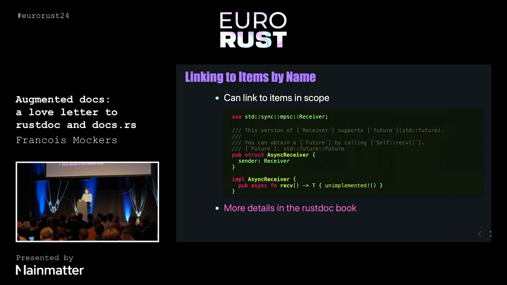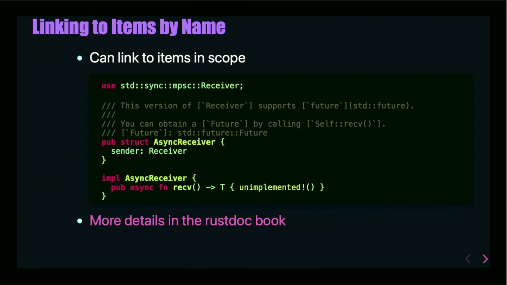The next feature is the one I personally prefer. It's linking to items by name, also called intra-doc links. The idea is that you can put a markdown link to any item in scope of the Rust program. So for example, here I'm just using receiver, and as I imported it, the link will just work, and I will be able to access the documentation page.